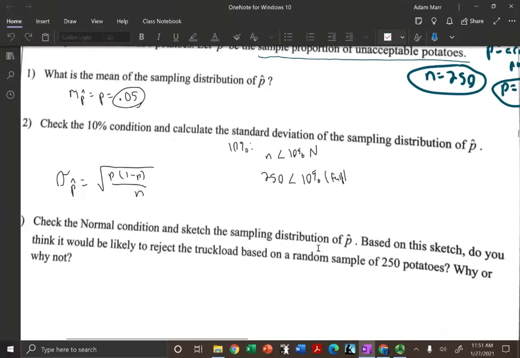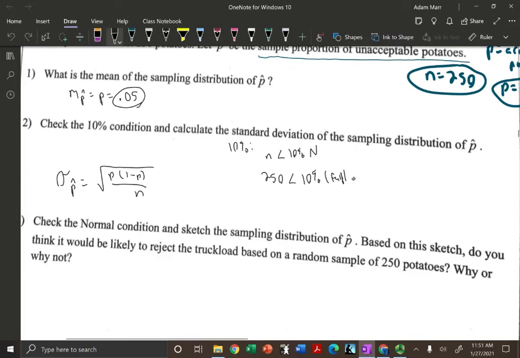Here we go. So is 250 less than 10% of the full shipment of potatoes? We're going to say yes. 250 is less than 0.10 times the full shipment. The full shipment could be thousands and thousands of potatoes.